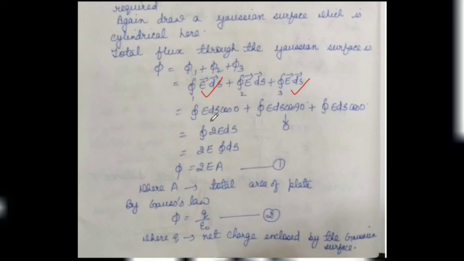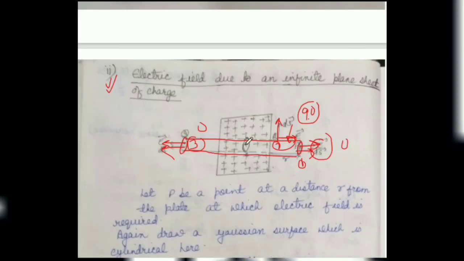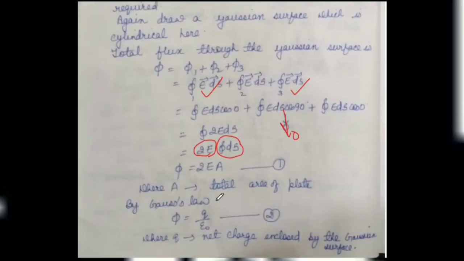So total flux becomes twice, this term becomes 0, twice E dS, cos 0 is 1. E is constant everywhere on that surface, so you take twice E outside, the surface integral of dS. dS is the total surface area of that surface, right? These two, the first and the third surface. So here I have taken the total surface area as A. So you write total flux becomes 2EA, where A is the total area of the plate.